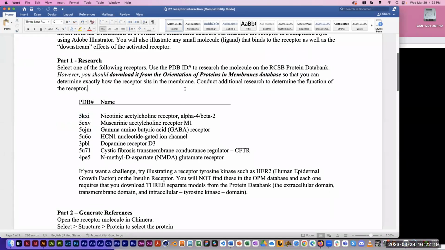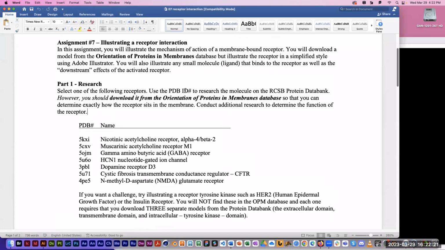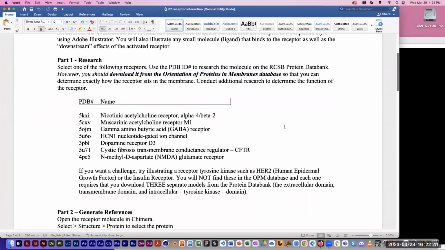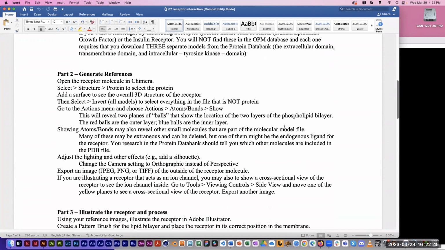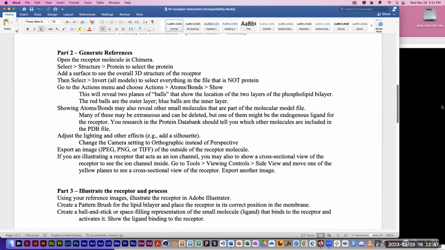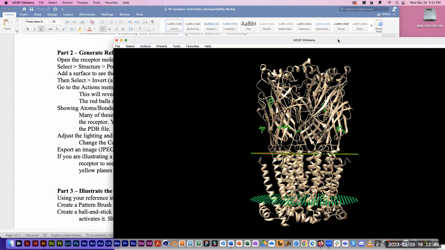So if I go back here to the actual assignment, use the PDB ID number to research the molecule in the Protein Data Bank, but I put it in bold and italic, so hopefully nobody will miss it. Download it from the OPM database, because that way you'll get those layers of balls so that you know exactly where the thing sits in the membrane.